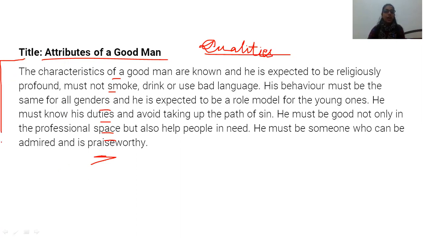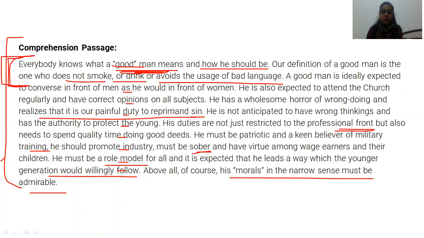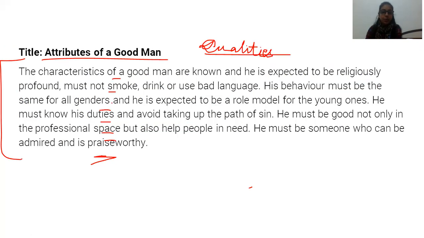Now let's read out how we have converted it. The characteristics of the good man are known, and he is expected to be religiously profound, and must not smoke, drink, or use bad language. His behavior must be the same for all genders. Now see, you cannot pick exact words because you have to go in your own words. Men and women, they are saying. So this line, in front of men and women, which consists of 1 2 3 4 5 6 7 8 9 10 words, is now limited to two words, all genders. This is the way you write a precis.